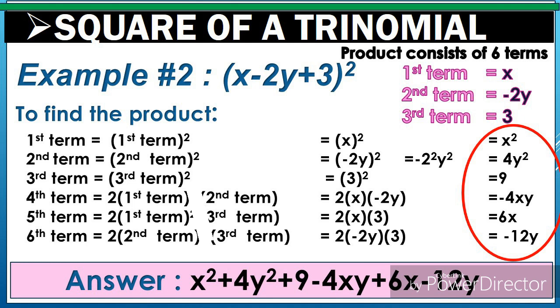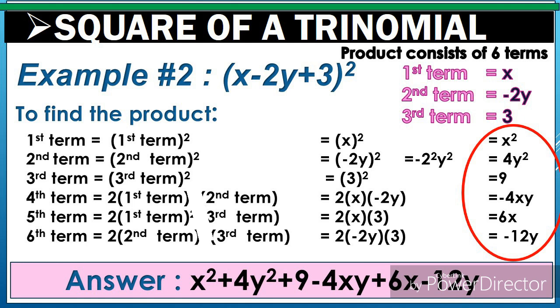And para makuha ang fifth term natin, twice natin yung first term at saka yung third term. So, 2 times x times 3 is equal to 6x. And para makuha yung sixth term natin, twice natin yung second term and the third term. So, 2 times negative 2y times 3 is equal to negative 12y.